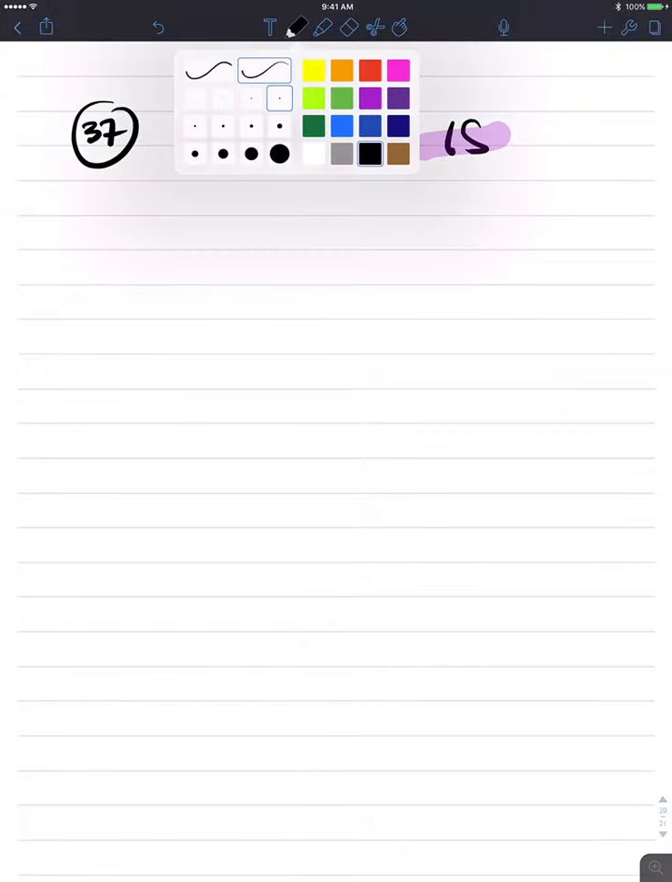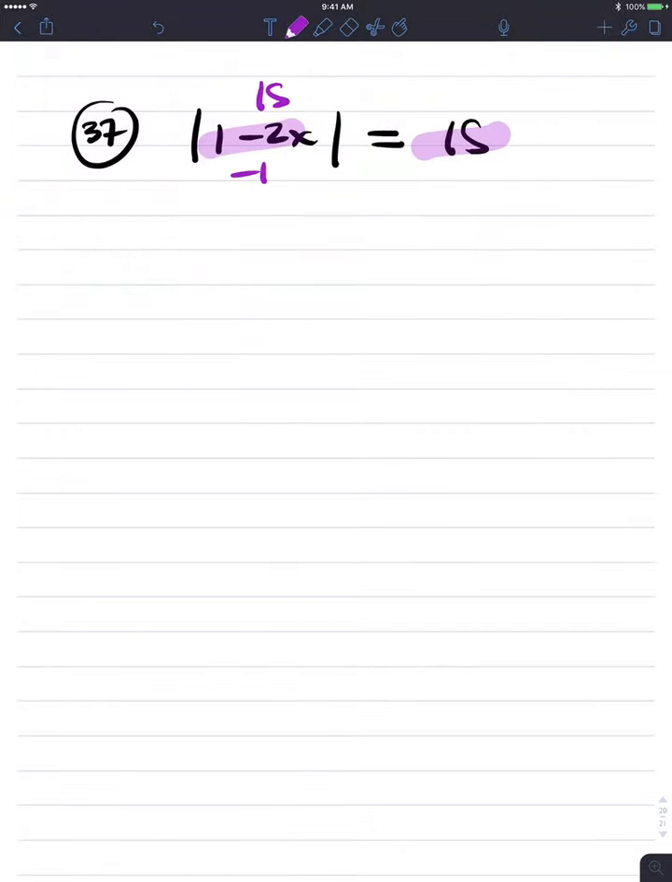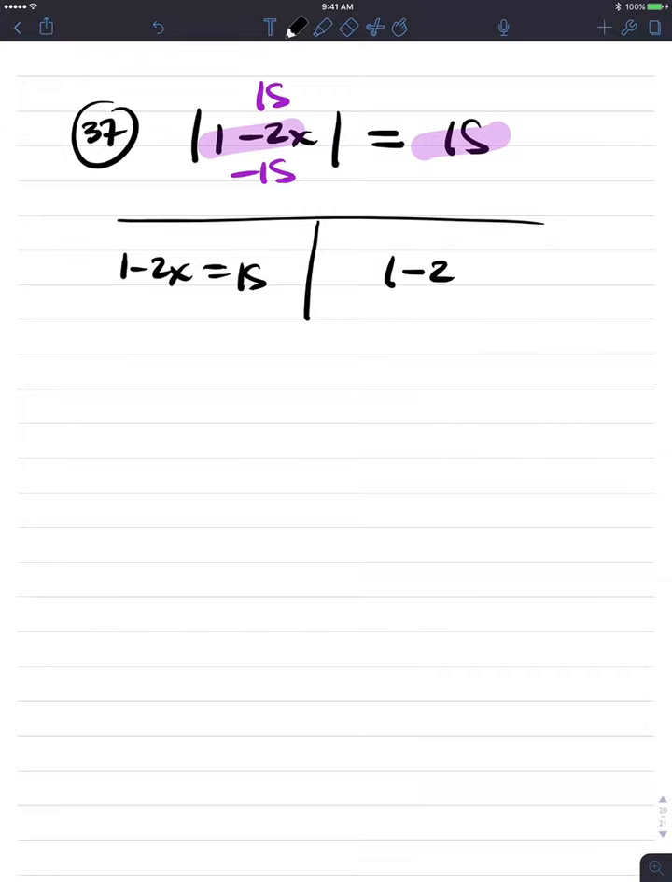Number 37. The absolute value of 1 minus 2x is 15. So notice, in one case, 1 minus 2x will be positive 15. And the other case, 1 minus 2x is negative 15, because the absolute value of both of these numbers is positive 15. 1 minus 2x is positive 15. 1 minus 2x is negative 15.